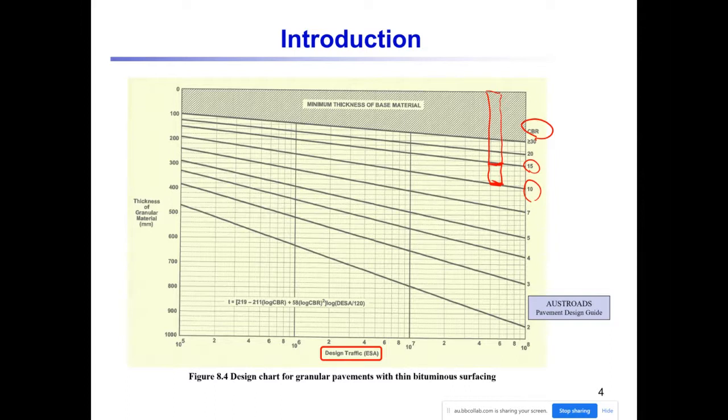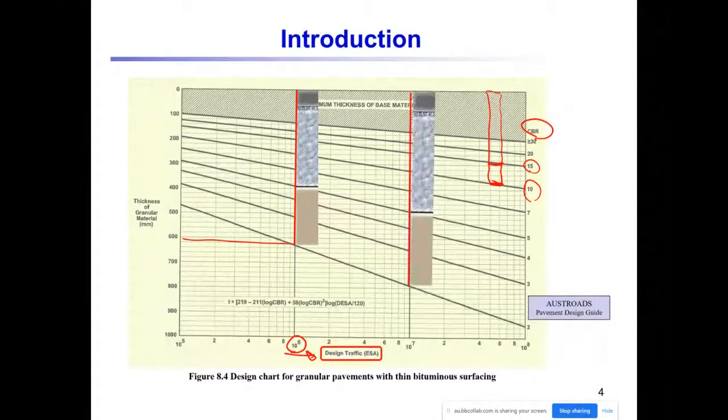The other parameter which significantly affects your design is the design traffic. Look at here. When the design traffic is 10 to the power 6, or 1 million ESA, the unit is equivalent standard axle, the thickness of something around 600 millimeter would be sufficient. But when the traffic is 10 million ESA, then the thickness should be something around 780.